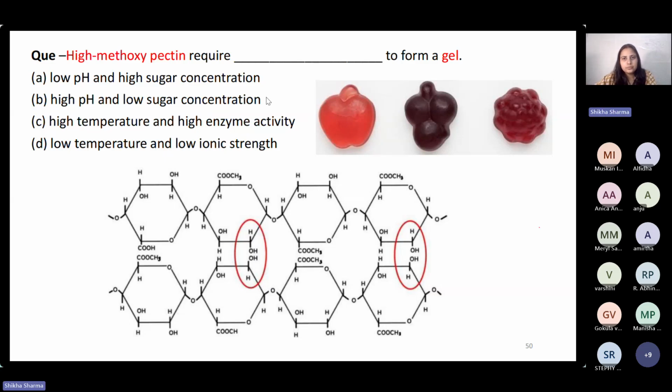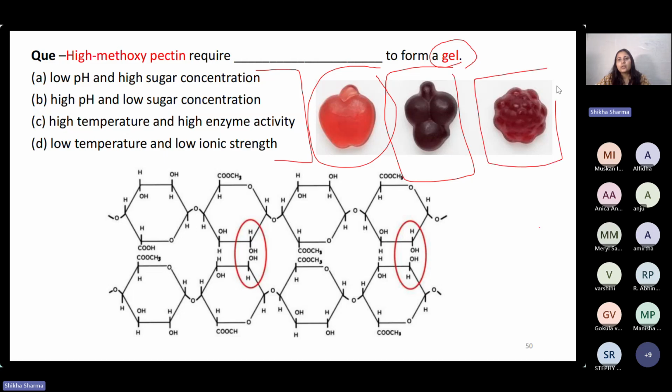So let's discuss this question. High methoxypectin requires which condition of temperature and sugar concentration, or pH, or ionic condition, or enzymatic activity, to form a gel? Because we know that pectin forms a gel-like structure, and we can see different food products like jellies on the shelf in the market. They are basically made from pectin, and this is the result of the pectin structure.